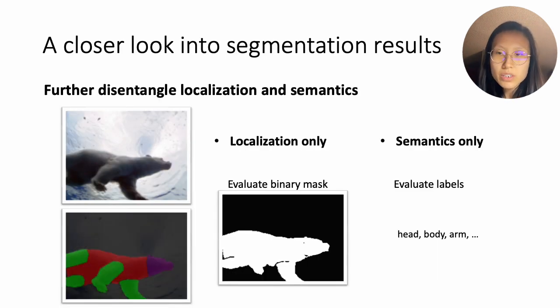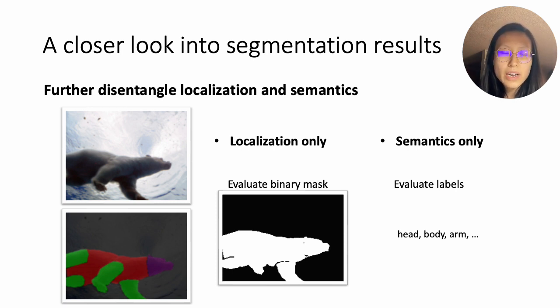Now let's take a closer look into the segmentation results to further separate localization and semantics. Since the segmentation task requires both segmenting the boundaries of the object and also labeling them, we can evaluate the mask and the label prediction separately so that localization and semantics can be fully disentangled.